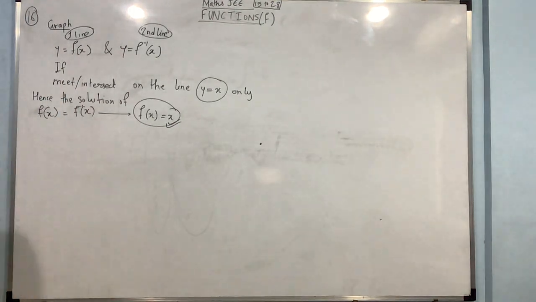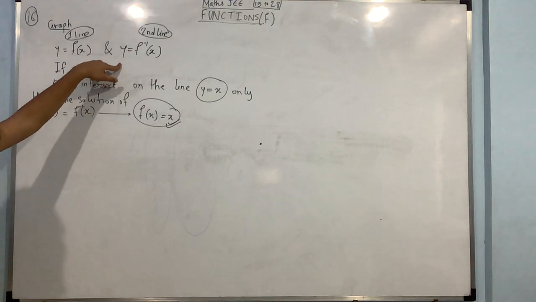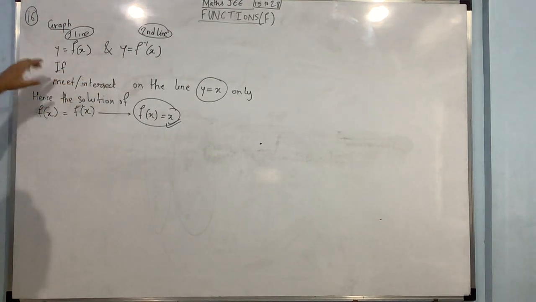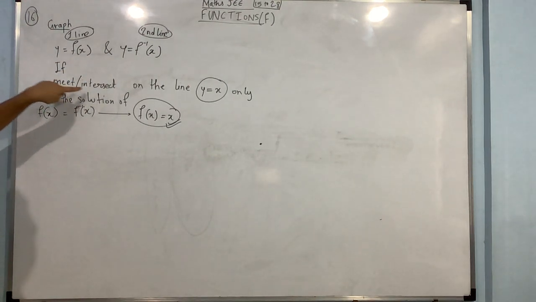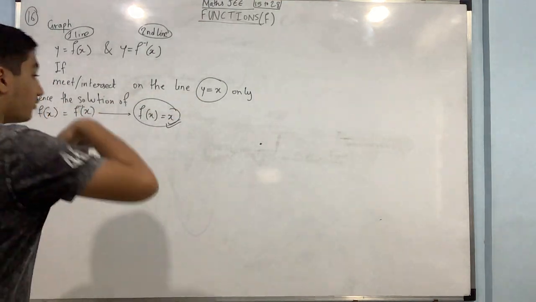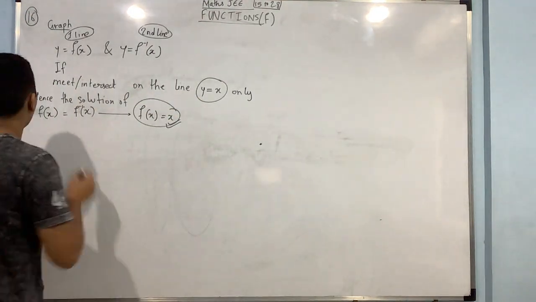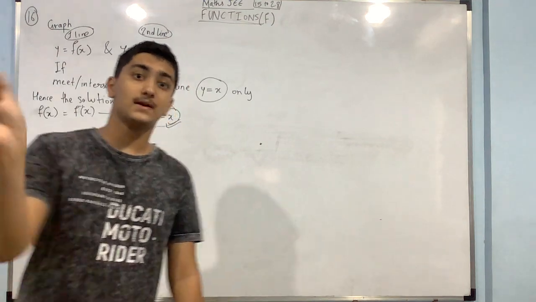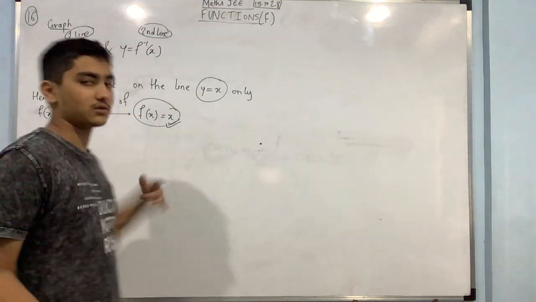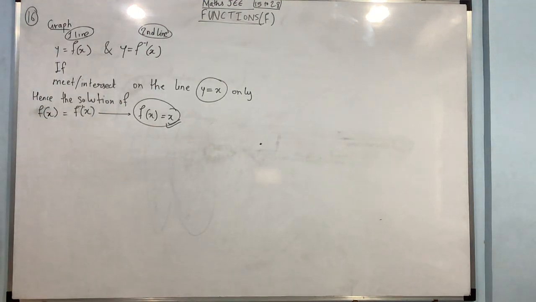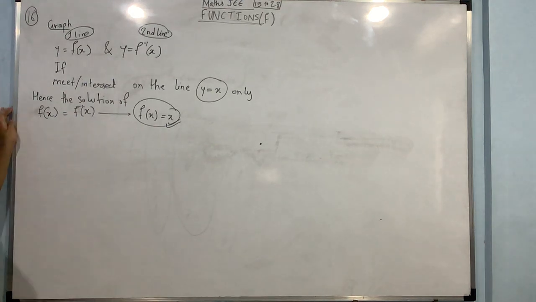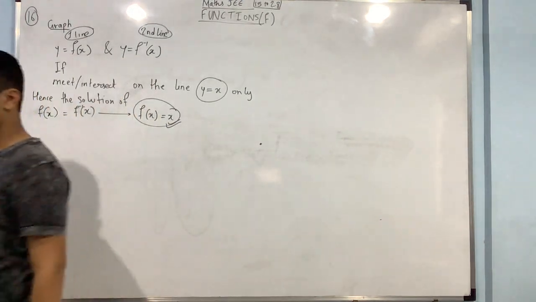If you don't understand point 16, what it says: the graph I wrote, two lines, y is equal to f of x and y is equal to f raised to the power minus 1 of x. What is the if condition? If they meet or intersect on the line y is equal to x, they both meet on the same line only. Hence the solution of f of x is equal to f to the power minus 1 of x will be f of x is equal to x. You should remember this one. They may ask it in the exam, in my opinion.